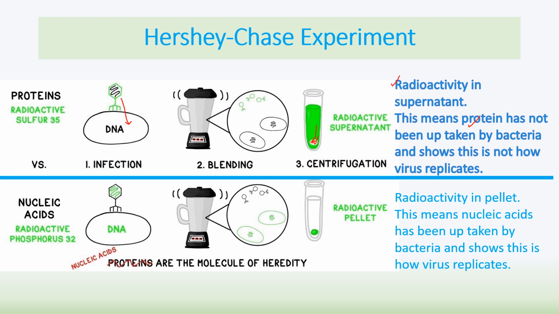Now, when they did this with phosphorus, it was the DNA that was radioactively labelled. That did get incorporated into the bacterial DNA, and when they blended the mixture up and spun it at high speeds, the only bit that was radioactively labelled was the pellet at the bottom, which was the bacteria. So this shows us radioactivity was in the pellet, the nucleic acids have been taken up by the bacteria, and it shows us that the bacteria were using the DNA to replicate, and thus the viruses were using DNA to replicate, and this allowed us to understand DNA is used in replication, not proteins.